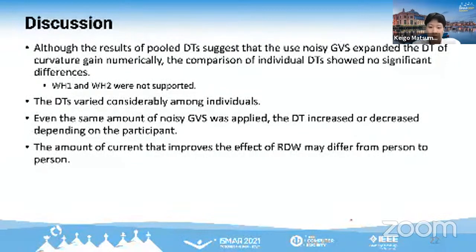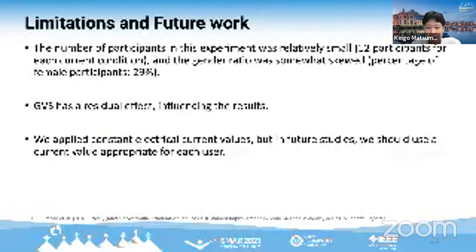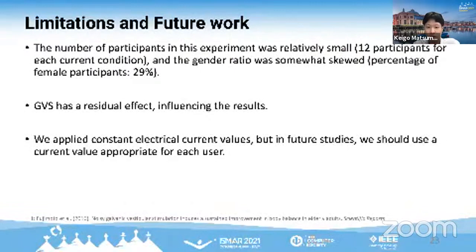Our study has some limitations. First, the number of participants in this experiment was relatively small, and the gender ratio was somewhat skewed. So these may affect our result. Also, from a previous study, ZBS may have a residual effect influencing the result. And in this study, we applied constant current values, but we should use the current value appropriate for each user in future studies.